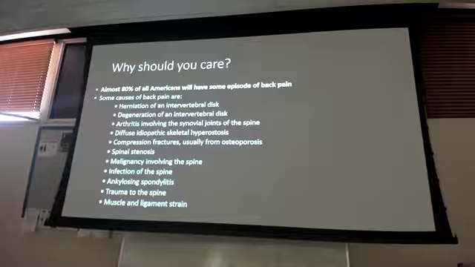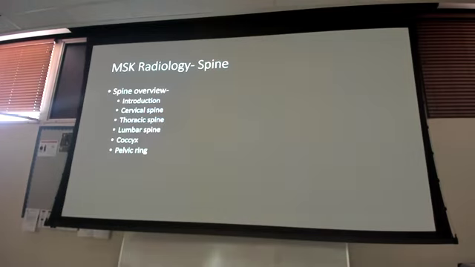Some things we already kind of talked about, like ankylosing spondylitis. It'll be kind of a review. But we're going to talk about all of the different spine abnormalities. Cervical, all the way down to the pelvis.